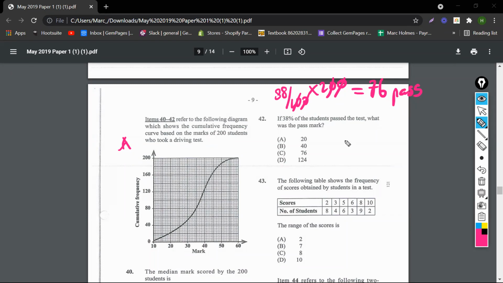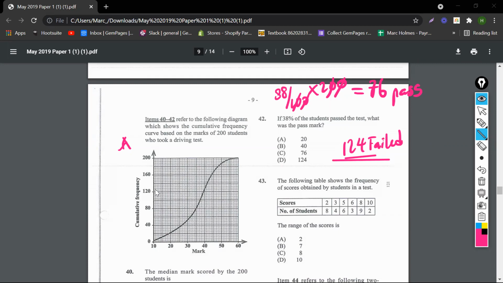So that means 124 students failed, right? So what would be the pass mark if 124 students fail? Only 76 people pass, so that means the pass mark was high. I'm going to use the 124 actually.